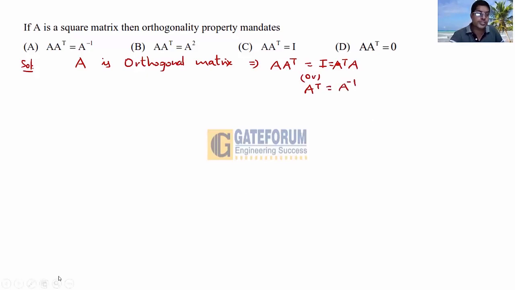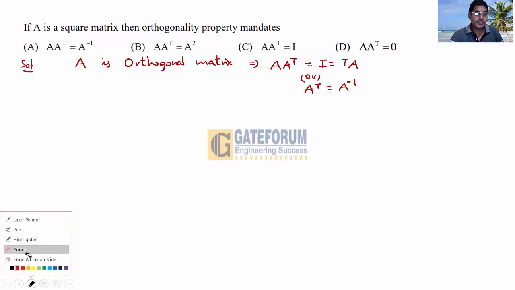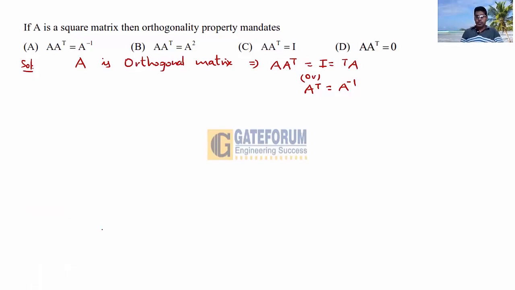So see the options. I is equal to A transpose into A. The superscript T is nothing but transpose. So which option is there? The closest option is A into A transpose is equal to I. So this is the answer. So the answer is A into A transpose is equal to I, where I is the corresponding identity matrix. Accordingly, the option is C. This is the end of the question.